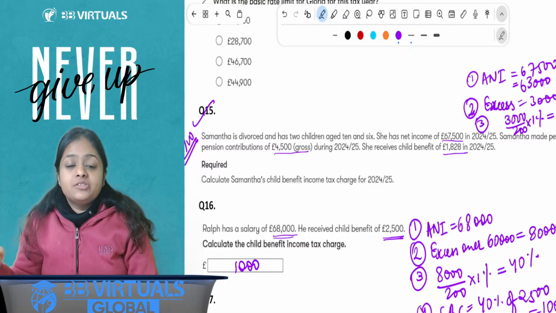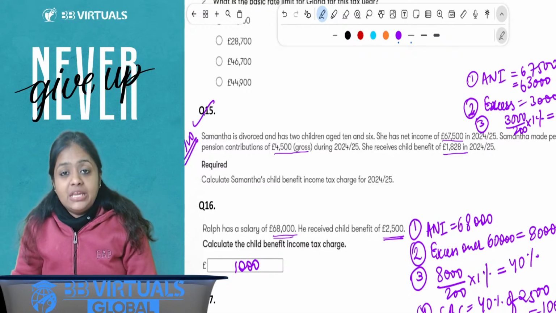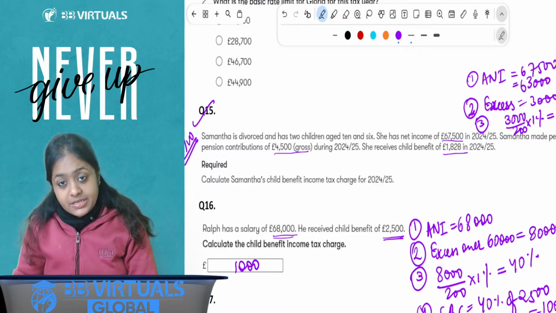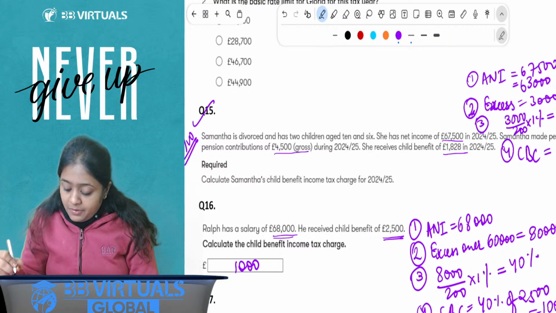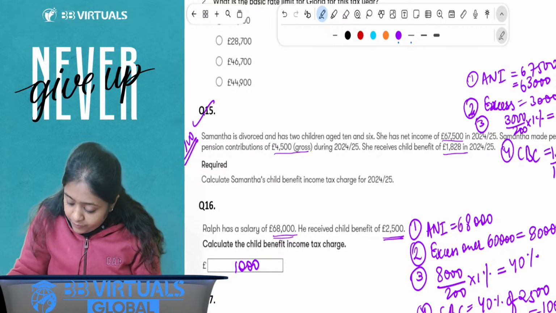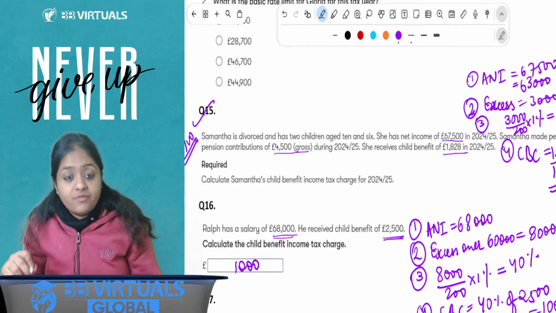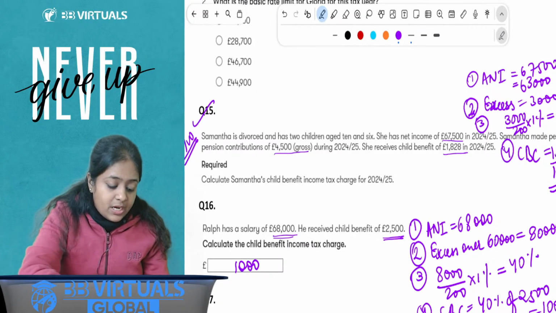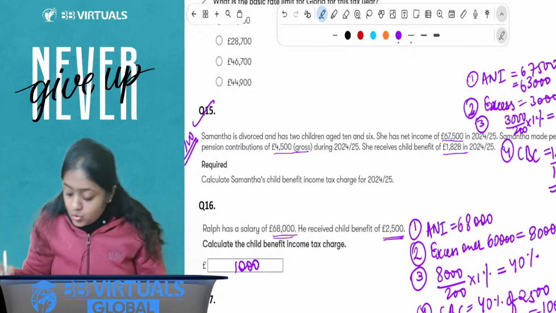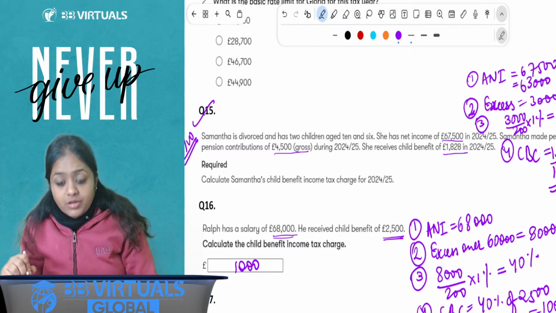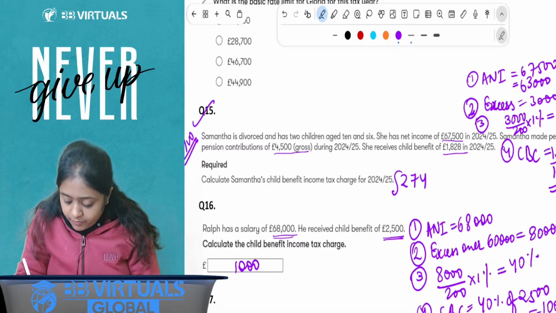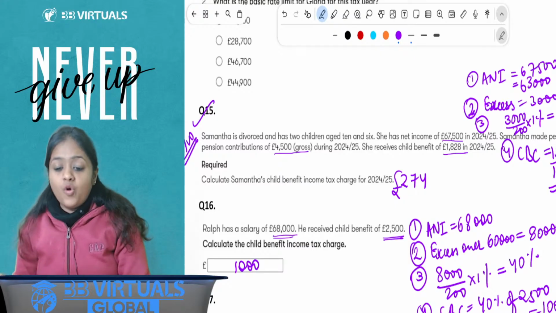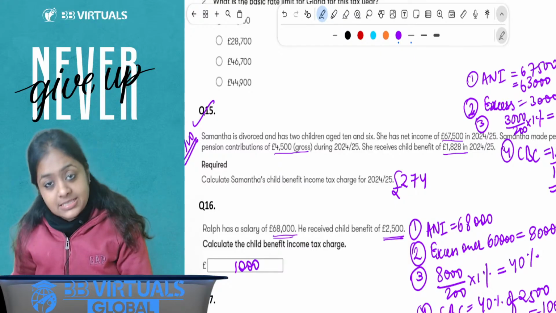So your child benefit charge will be 15% of the child benefit received. Fourth, what is the child benefit charge? That will be 15% of 1,828, because that is the child benefit received here. 1,828 multiplied by 15% is 274, rounding off. So here I will write my answer as 274. Clear? I hope your child benefit charge is now clear.